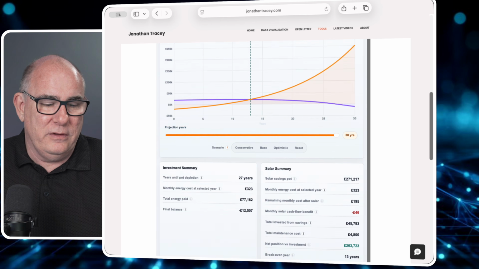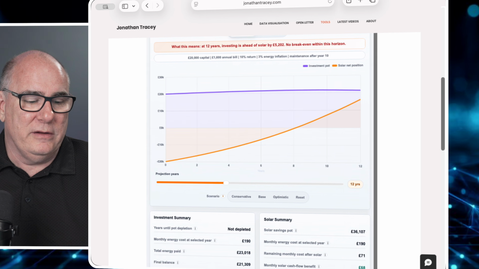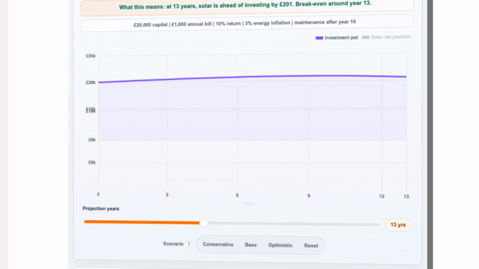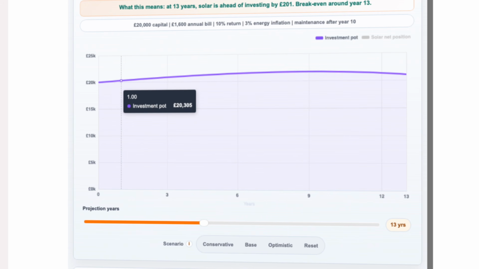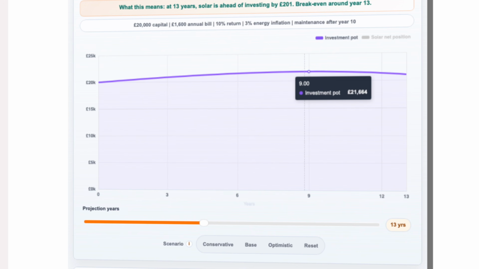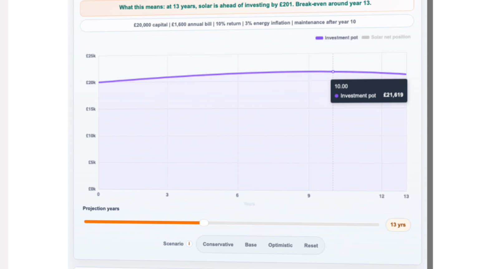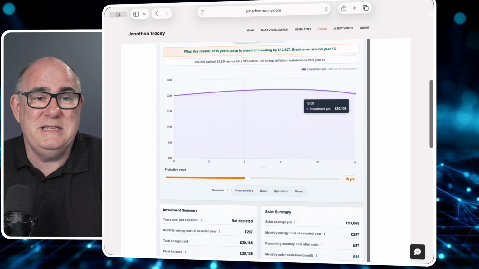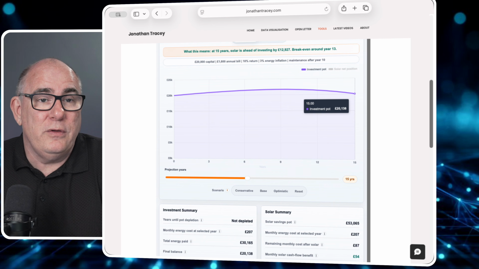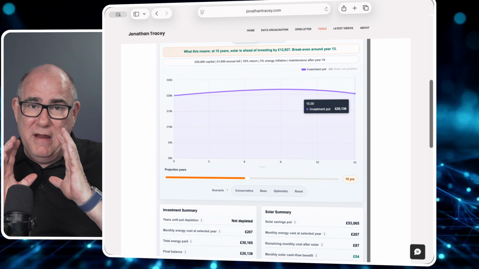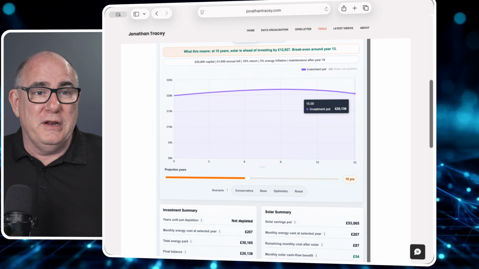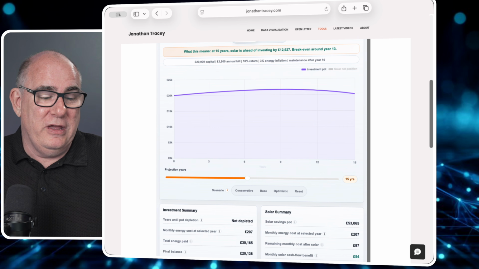So let's scroll down. Let's wind it back a little bit. I'm going to turn off the solar projection for a moment because look at the shape of the graph. At 10%, your pot would actually grow, but not forever. If we start to scroll forward there, you'll notice after 16 years, you're basically back to where you started. So even at 10% growth, which is really unlikely, your pot is only going to cover your energy bills for the first 16 years.